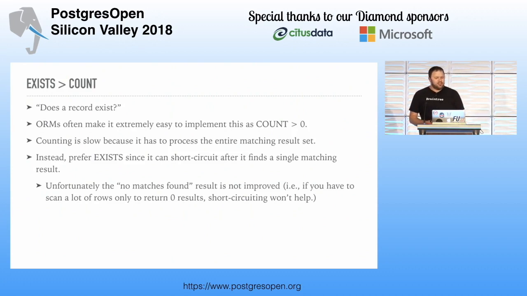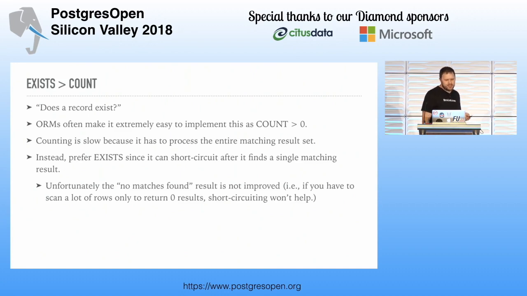We often want to know, does a record exist? A single record exists. And ORMs often make it really easy to implement this as get the count of all the matching records and check to see if it's greater than 0 or not. But counting in Postgres is slow because the database has to process the entire matching result set, verify that all those rows are actually visible to you, and then return a count. So if we're looking to see if a single record exists, but a billion rows match, you just touched a billion rows.